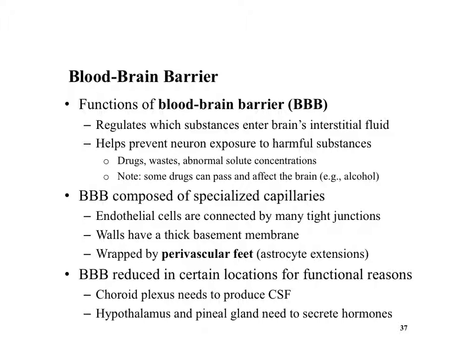The barrier is made up of specialized capillaries, the blood part, and astrocytes, okay? Astrocytes extend out and form what are called perivascular feet, and they provide the selective permeability of the barrier. It's reduced in certain locations for functional regions. Obviously, the choroid plexus needs more blood to produce cerebrospinal fluid, and the hypothalamus and the pineal gland need to access the blood vessels in order to release hormones, all right? So really, it's a separation between blood and brain where certain things can't cross, because neurons are sensitive and protected.